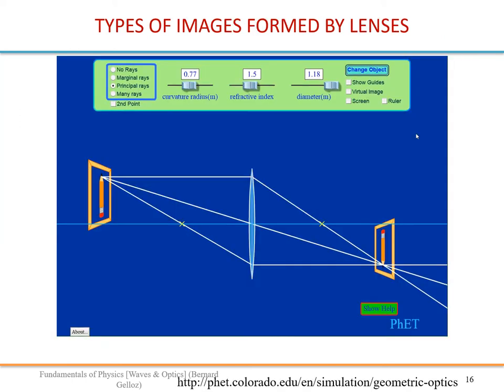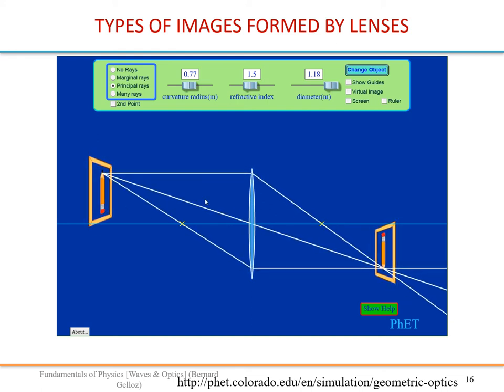Okay, so let's investigate how a lens can produce an image using this animation. So our object is here. We can move it somewhat, and we have a lens here, and the image is here, and these crosses are the focal points. So here you see that we have selected the so-called principal rays.